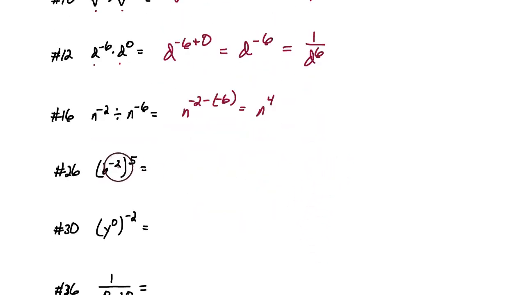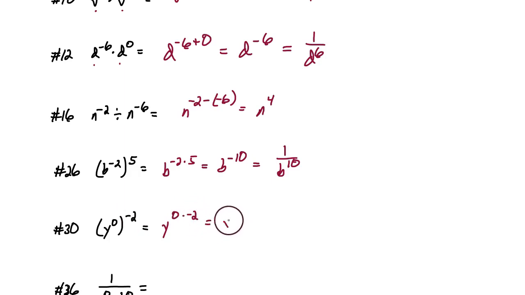Number 26. To have a power being raised to another power, multiply the exponents. So this makes b to the negative 10. But because it's a negative exponent, do a reciprocal. Number 30. Same situation. We have a power raising to another power. Multiply the exponents. This makes y to the 0. Anything to the 0 power makes 1. The only exception is 0 to the 0 power is undefined.